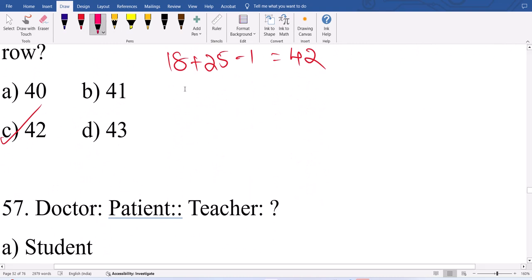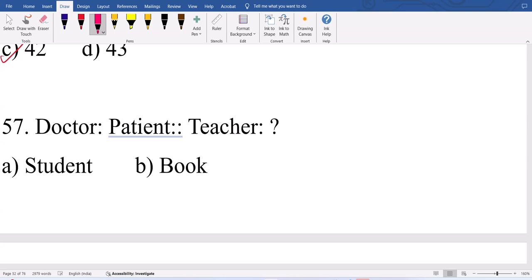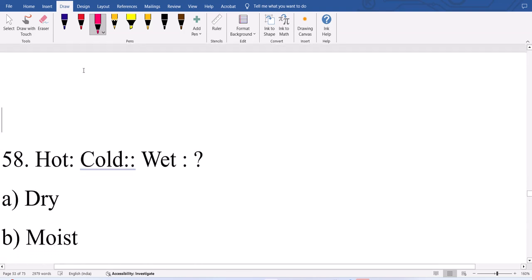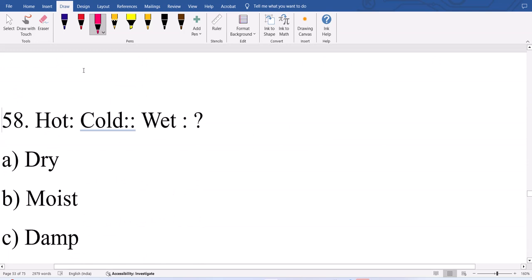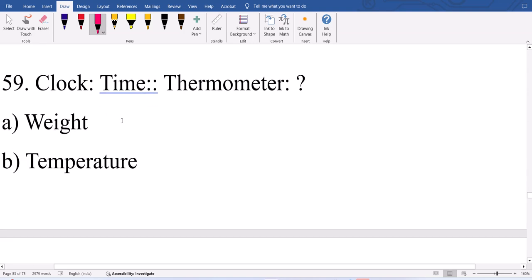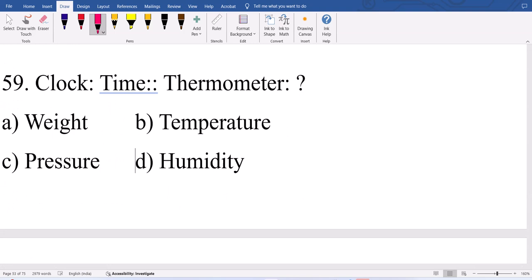And this is easy. Doctor, patient, teacher. Don't say teacher is college, school, nothing. It's regarding whom they are handling. Right? So there is another analogy with doctor, hospital. Then teacher is school or college, like that we can map. It depends on what link they have given. So wet and dry. Clock is for timing. Thermometer for temperature.